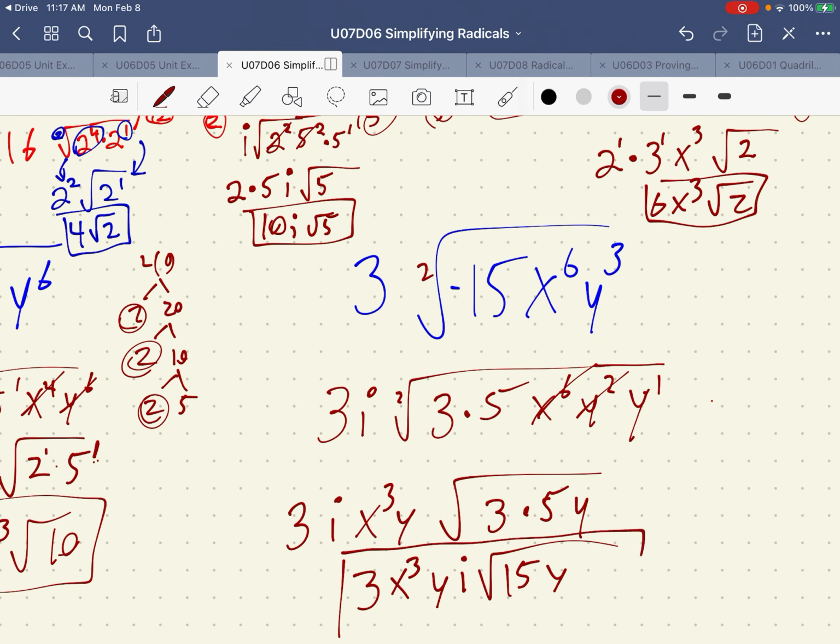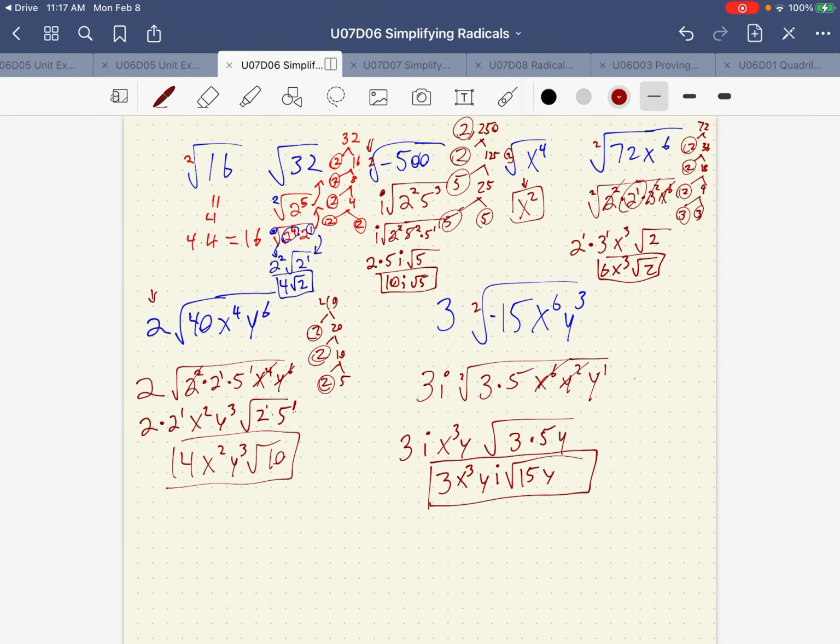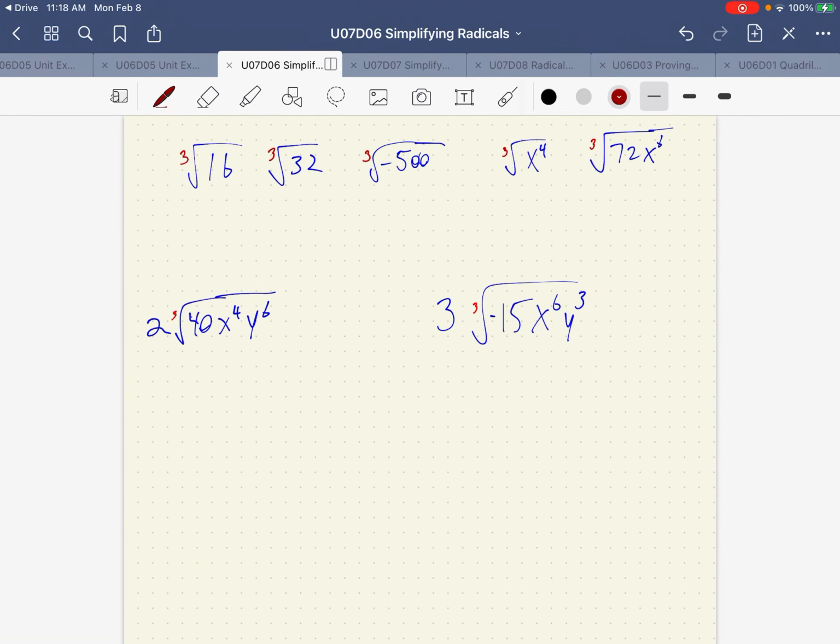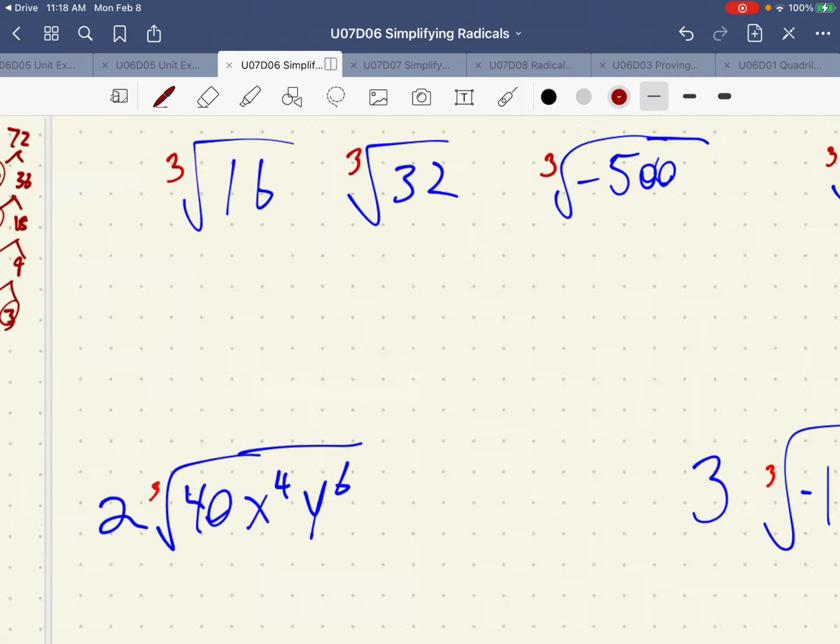Now, the i is not really a variable, so it doesn't really matter where it goes. Usually it goes at the end of the string of variables. So let's use this process with a different index. All of these problems can be done using an index of 3. So let's take a look at how that would look.